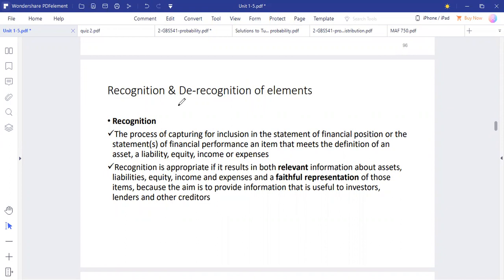There's also recognition and derecognition of elements. This is the process of capturing for inclusion in the statements of financial position or performance an item that meets the definition of an asset, liability, equity, income, or expenses. The recognition concept is really appropriate because it results in both relevance and faithful representation.